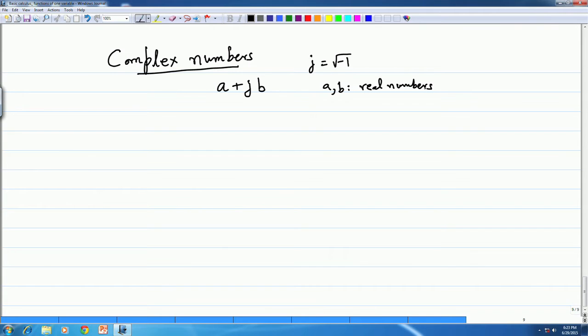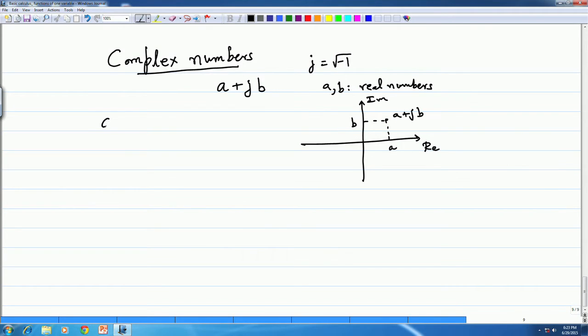Okay. And a and b are real numbers. And one can plot this on the complex plane if you like. Okay, so you can have the real part here, imaginary part here, and a plus j b is just a here and b here. It is exactly like the two-dimensional plane, it is the complex plane.